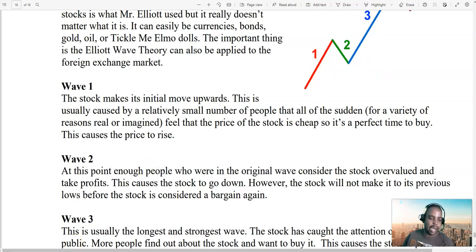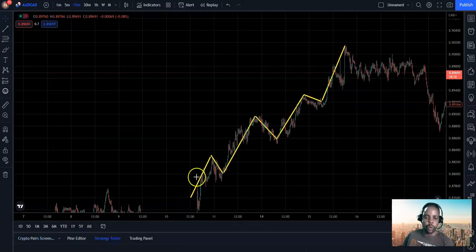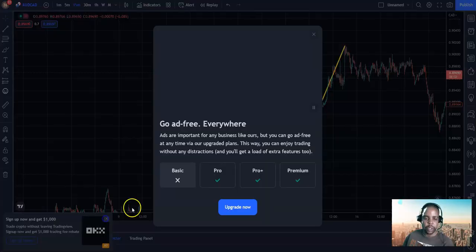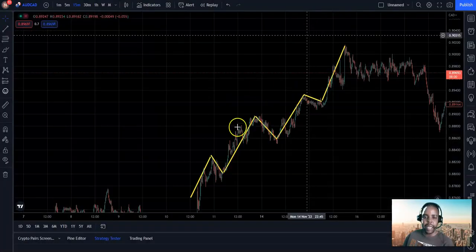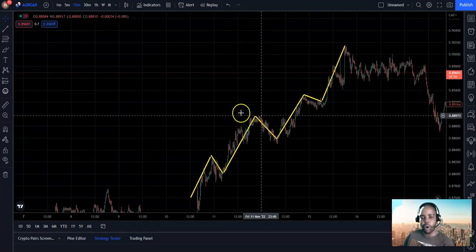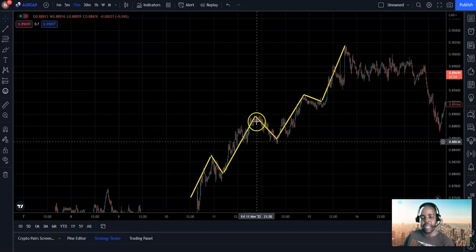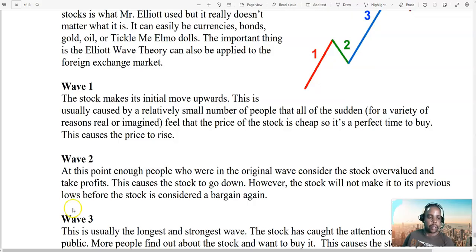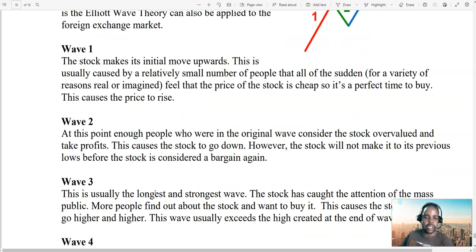If we look at our chart right here, you would have your line right here as your support level, so that you can anticipate a further move on the third stage right here. Okay. This causes the stock to go down. However, the stock will not make it to its previous lows before the stock is considered a bargain.